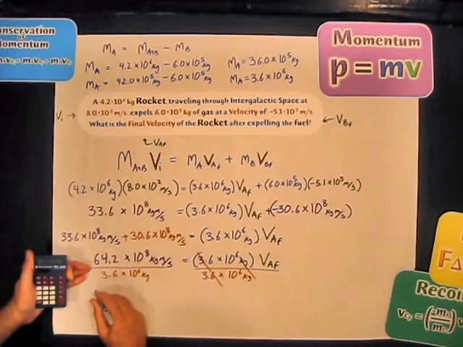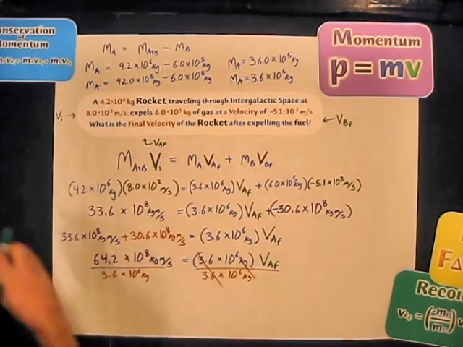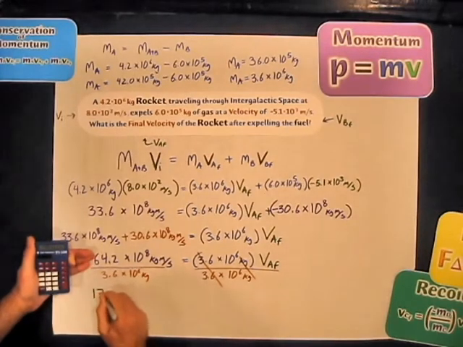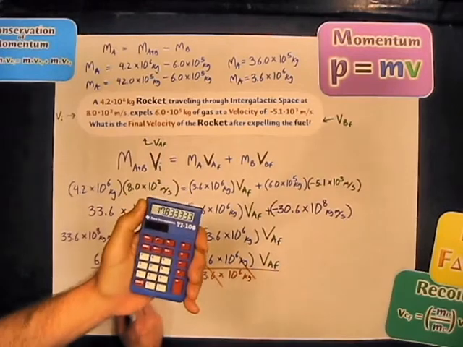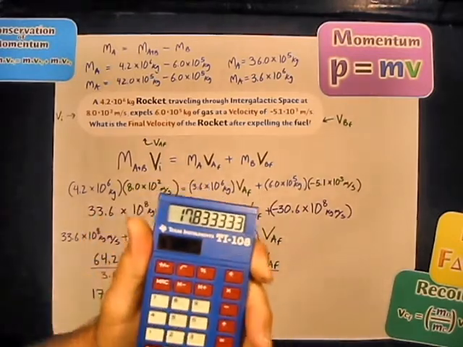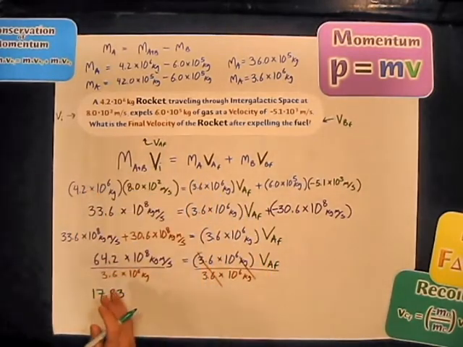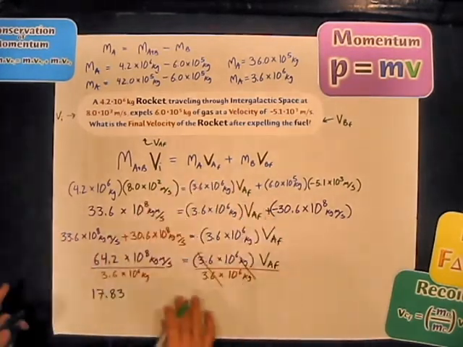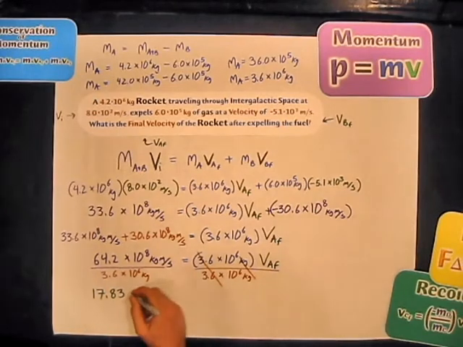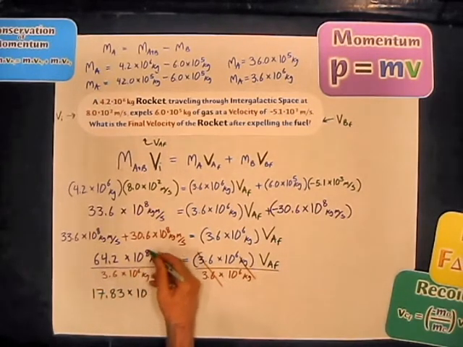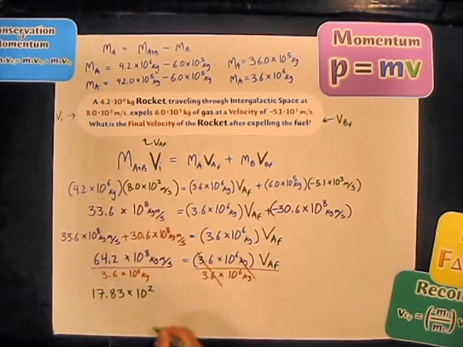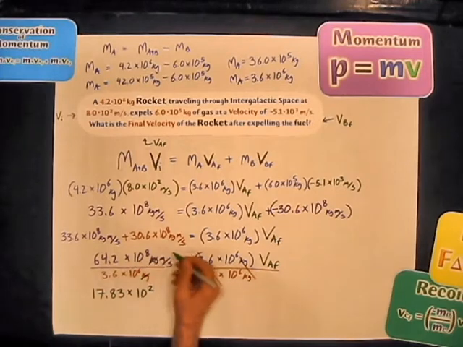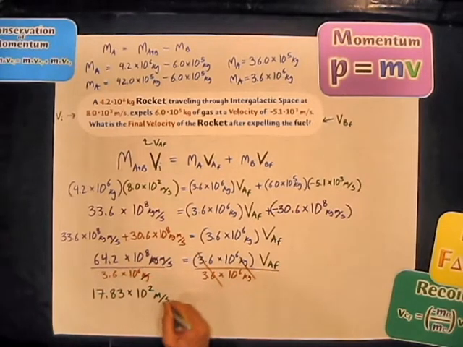So we got over here, I'll put it in green, 17.83, and the 3's go on forever, but don't write those because you got to round off your answer to a reasonable position. These are approximations, even in intergalactic space. And then if it's 10 to the 8th divided by 10 to the 6th, what do I get? 8 minus 6, 2. Kilograms cancel kilograms, meters per second.